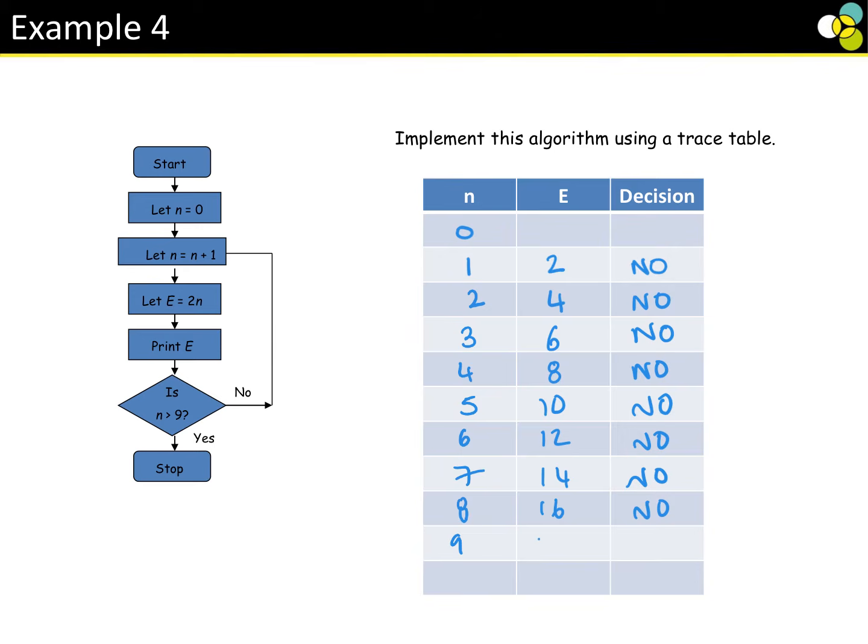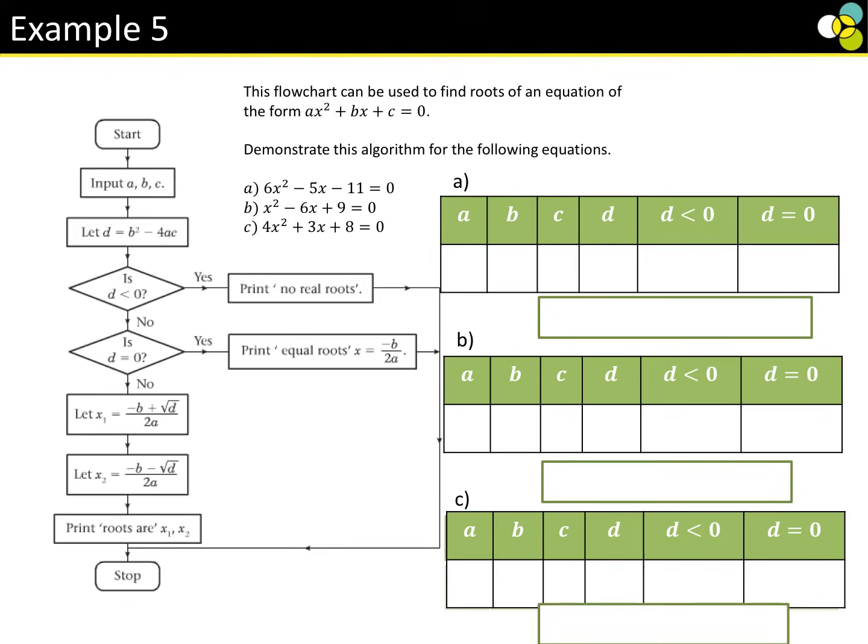9, 18. Okay, is n greater than 9? Still no. Okay. 10, 20. Is n greater than 9 now? Yes. Okay, stop. We've done it. We filled the table out. This is it. Really nice and simple.